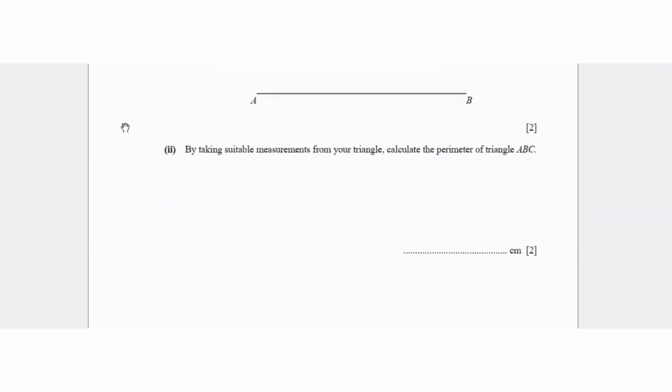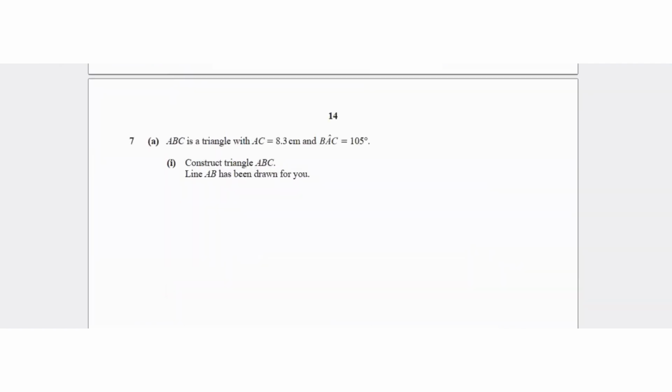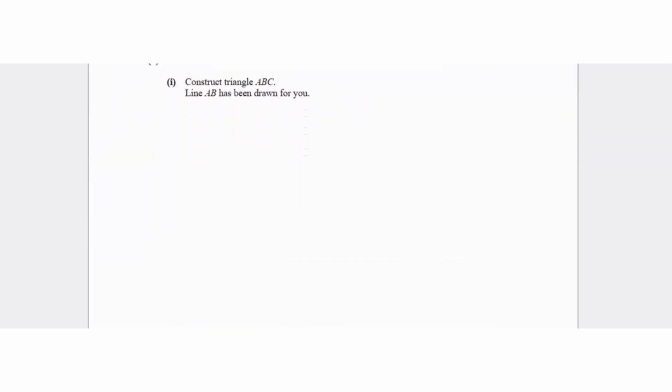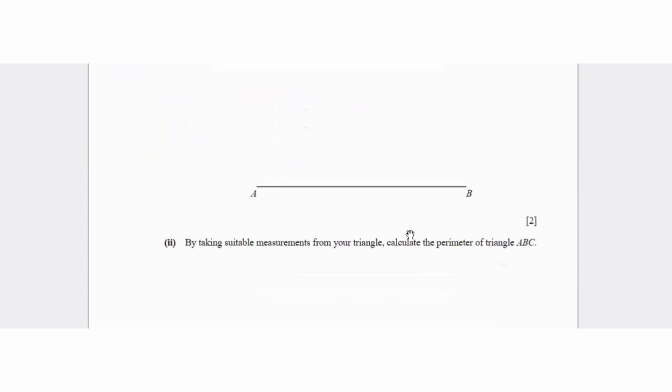Then it says that by taking suitable measurements from your triangle, calculate the perimeter of triangle ABC. So we already know the length of AB and the length of AC. Once you've constructed your triangle, you would measure the length of BC using your ruler. And once you've recorded that length, you would just add all of these lengths, and that would give you the perimeter of triangle ABC.